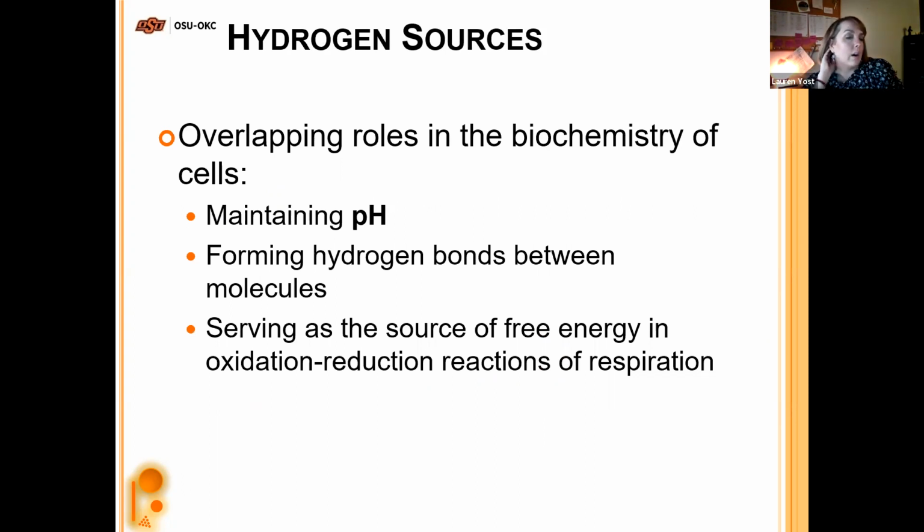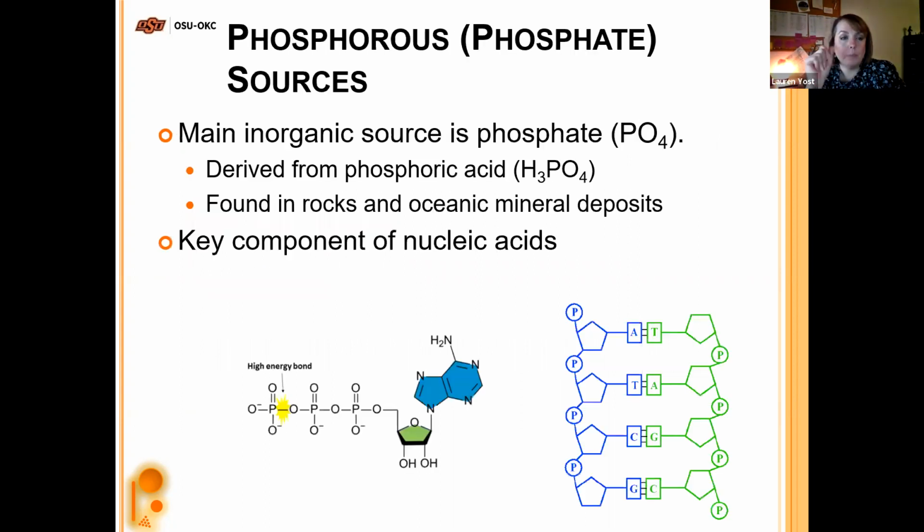Hydrogen sources, where do we get our hydrogen? It has overlapping roles in the biochemistry of cells: maintaining the pH of the cell itself, forming hydrogen bonds between molecules as part of the chemistry aspect of it, and serving as a source of free energy in the oxidation reduction reactions of respiration. We'll get into that more later.